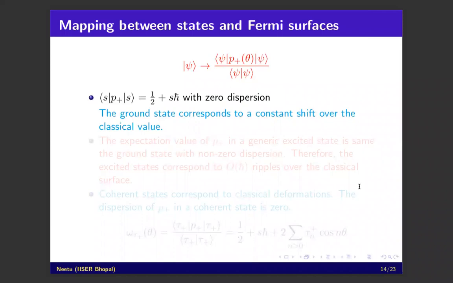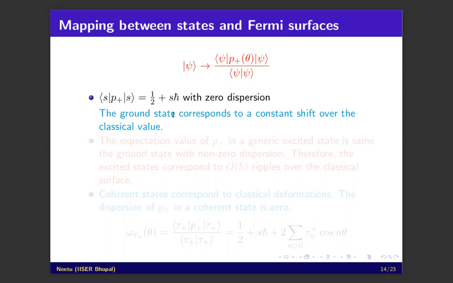So once we have defined our states, now we can define a mapping between the states in the Hilbert space and the Fermi surfaces. So this is how we define the mapping. Given any state psi, the shape of the Fermi surface is given by the expectation value of the P plus operator in that state. If we find the expectation value of this operator in the ground state, it turns out to be this value.